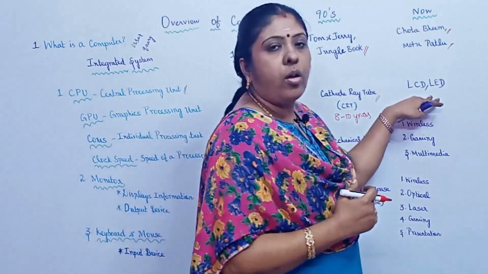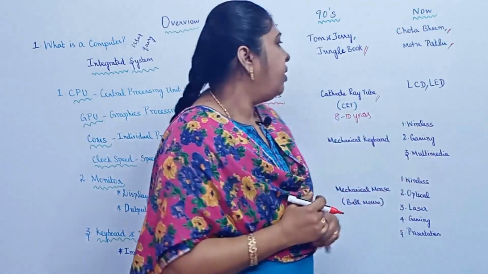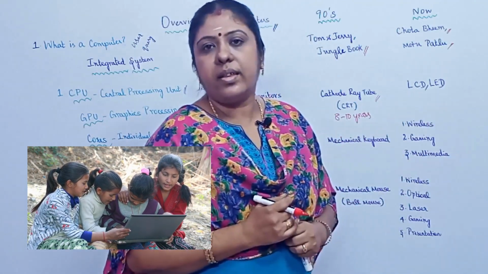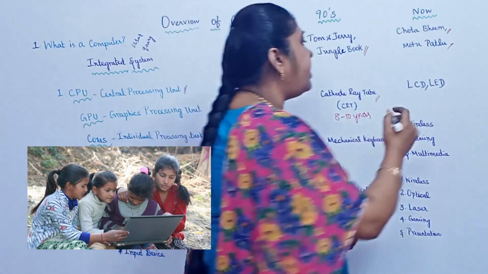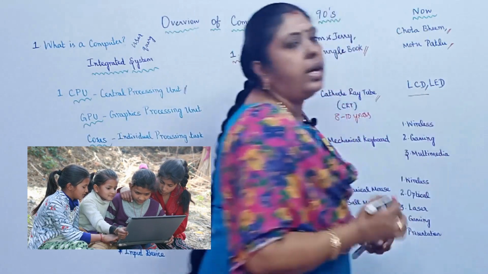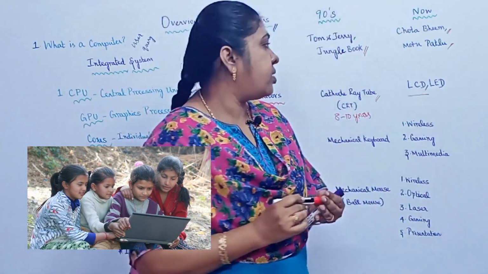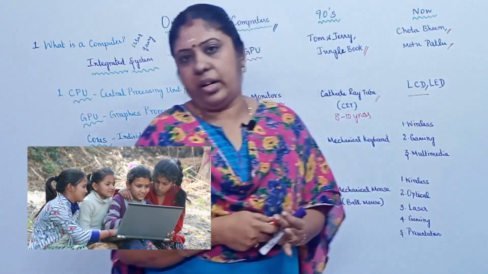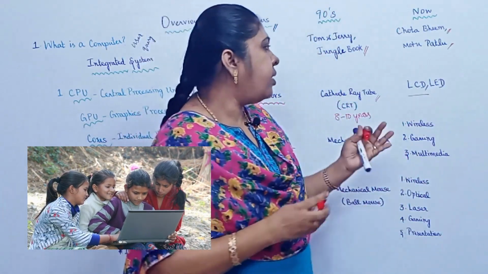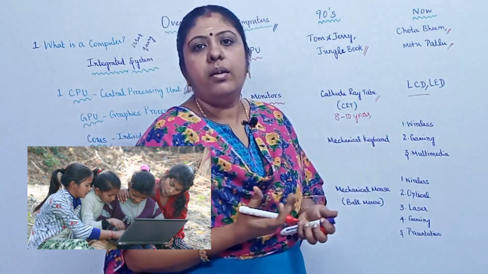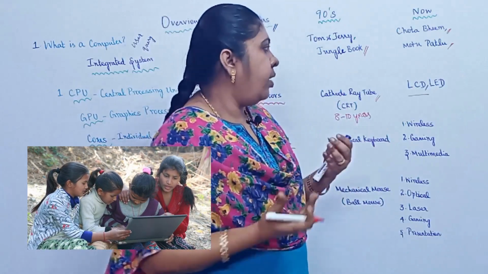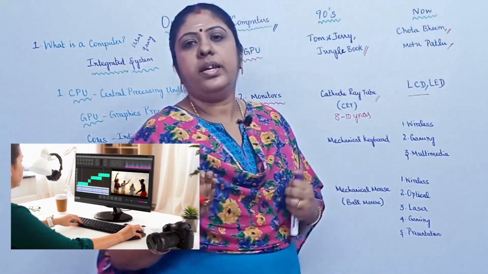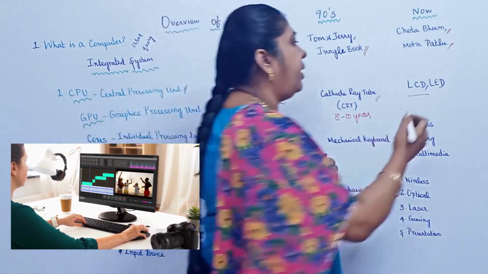And then next, now we have the flat panel displays, that is the LCDs and the LEDs. The LCD stands for liquid crystal display. And the LED uses light emitting diodes. Both have some similarities, but in terms of resolutions, refresh rate and pricing, they may have small minor differences.